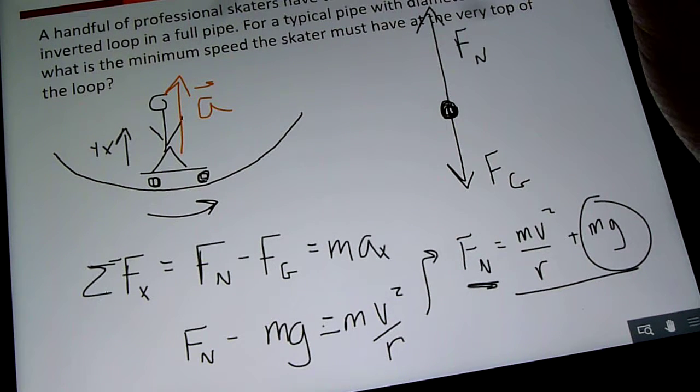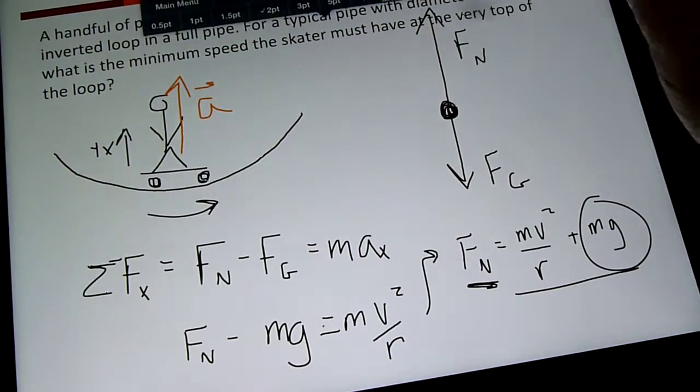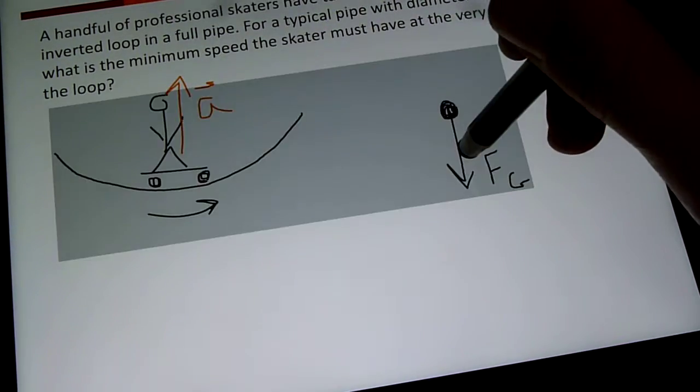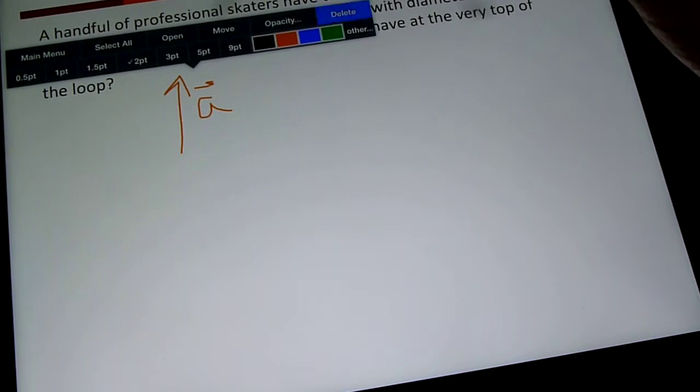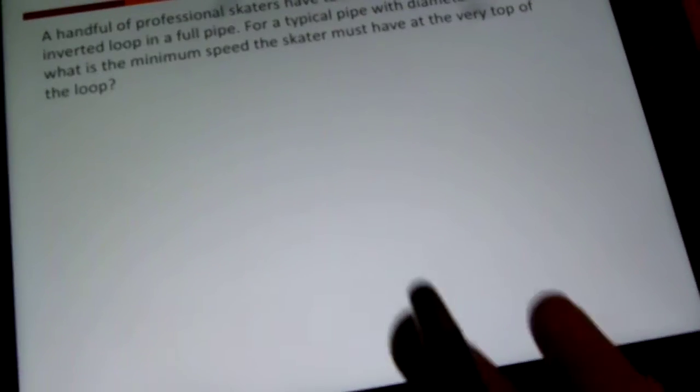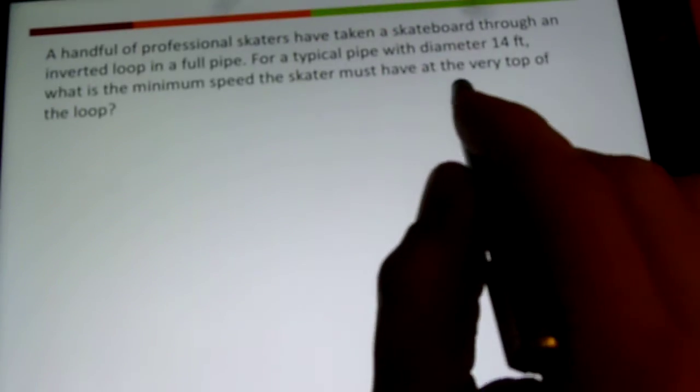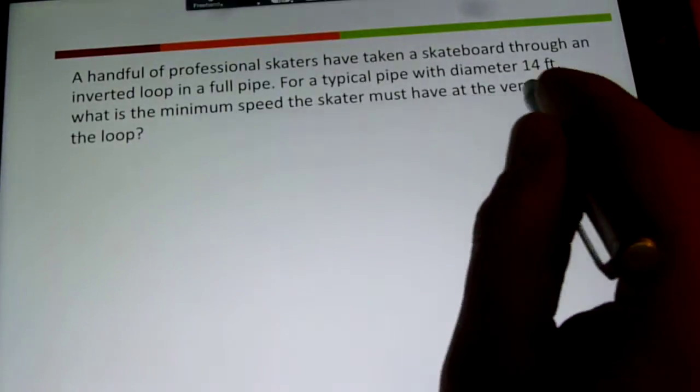Let's solve the question that we were actually asked for. So I'm just going to delete all this stuff that we just did, so that I'm able to draw a cartoon and a free body diagram for the skater at the very top of the loop.